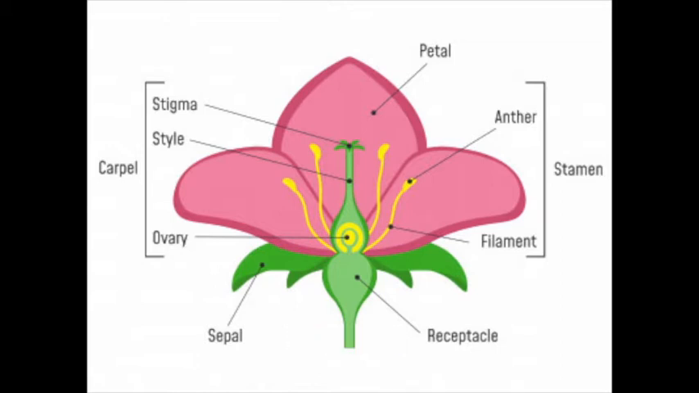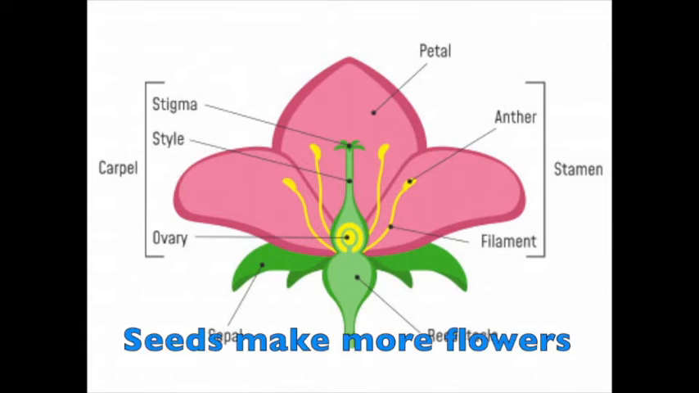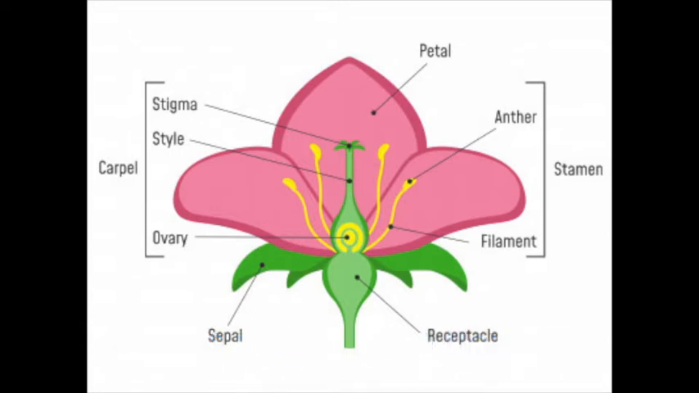And seeds are really important because, can you work out why? I'll give you another 3 seconds. 1, 2, 3. Yes, seeds are really important because they make more flowers and more plants. And without any seeds, then we won't have any more flowers. So I'm going to talk you through how these flowers are made from seeds.